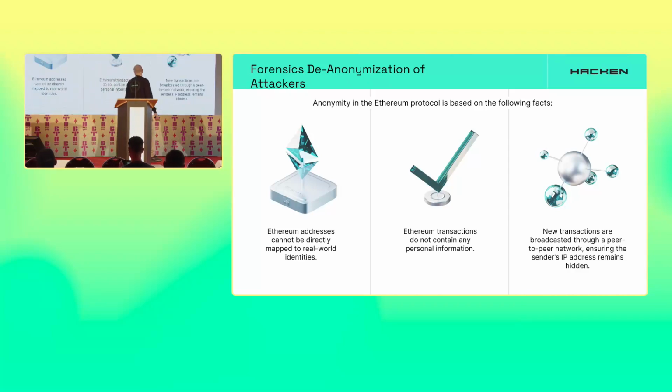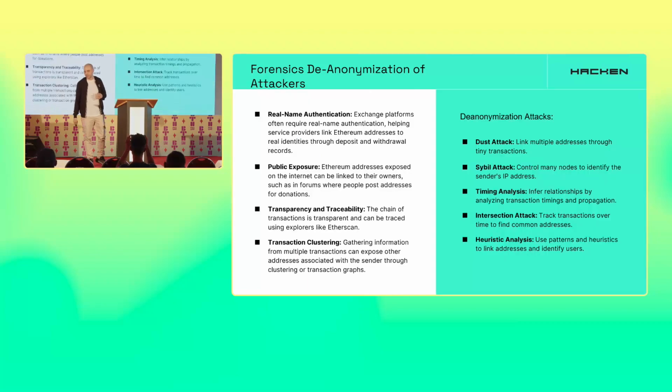The second assumption is that the transactions do not contain any personal information. Of course, they can, but usually they don't. And finally, that the blockchain itself doesn't know our IP, that it can be hidden through VPNs or different things. But actually, no one knows our IP, so no one can relate our IP to us or track us down every time that we do a transaction. So those are the assumptions.